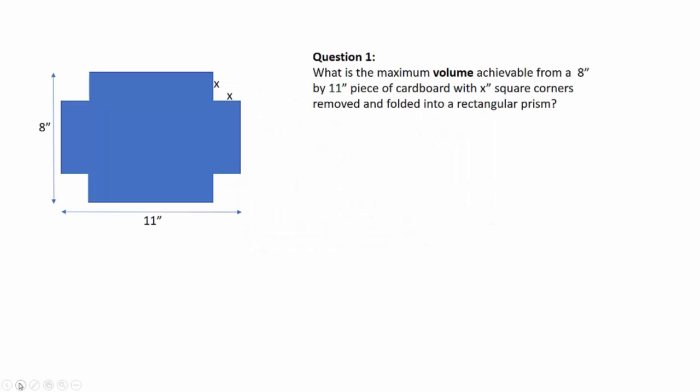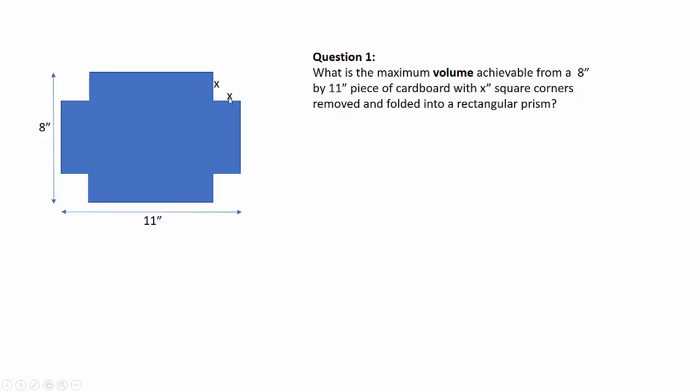So, like I said, we're going to work with a real example here. Let's go right to it. So our first question, what is the maximum volume achievable from an 8-inch by 11-inch piece of cardboard with X inch square corners removed and folded into a rectangular prism? So we have this diagram now with some more specific dimensions. This entire side here was 8 inches. And this side was 11.